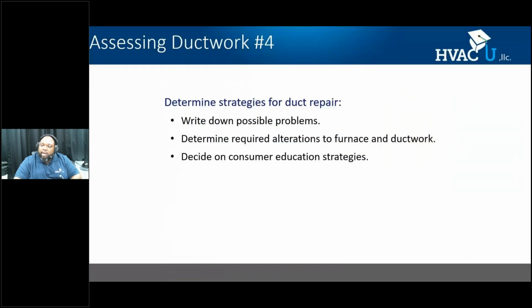All right, strategies for duct repair. You want to write down the problems based on the readings. You want to determine required alterations for the furnace and ductwork, and then you want to decide with the customer, educated on what the best strategies are.